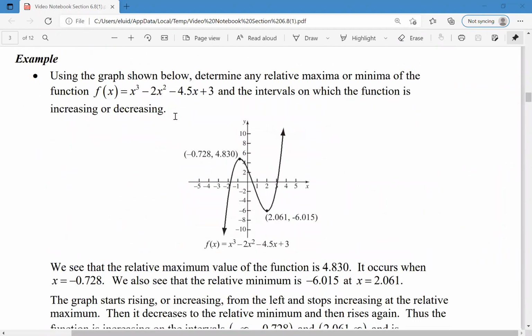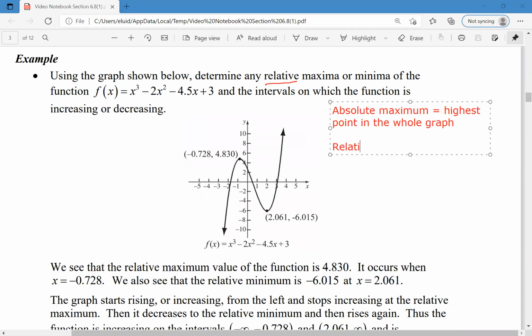All right, so here's a graph. It's kind of curvy. The maximum point and the minimum point, the way I would describe them is it's like the top of a mountain and the bottom of a valley. And when we have the word relative maximum or relative minimum, it means it's not an absolute max. So here, let me write that. So absolute maximum would be the highest point in the whole graph, whereas a relative maximum is the highest point in a certain interval or piece of the graph.